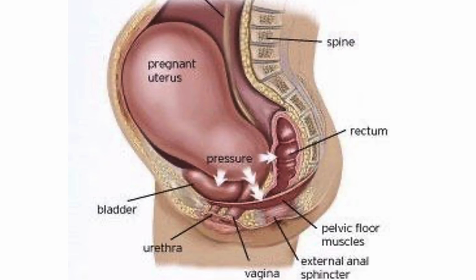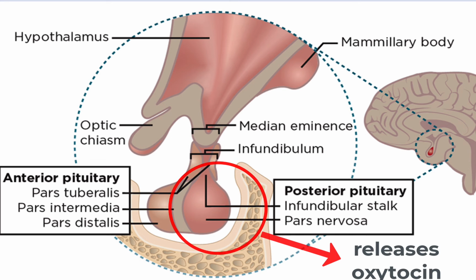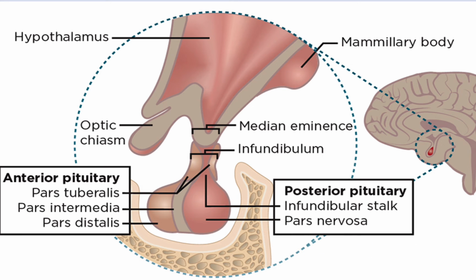At around 256 days or 9 months, the pressure of the growing fetus on the pelvic floor triggers the placenta to stop producing progesterone, which among other things was preventing uterine contractions. Low progesterone then triggers the posterior pituitary gland to secrete the hormone oxytocin. Oxytocin initiates and maintains strong uterine contractions.